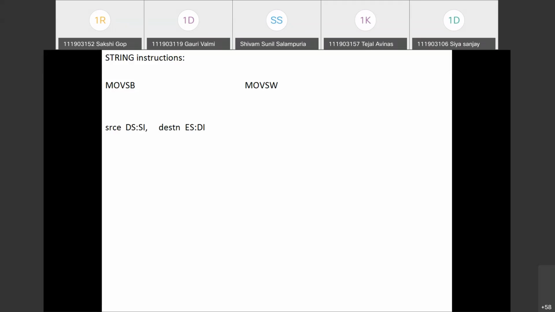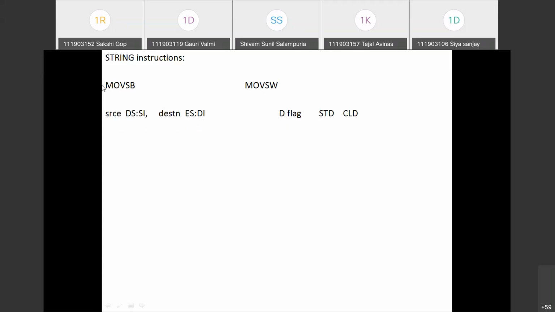So the source is pointed by DS:SI, the destination by ES:DI, and the D flag is set as per STD or CLD, one of them you may use. So that is the way move string byte or move string word works.